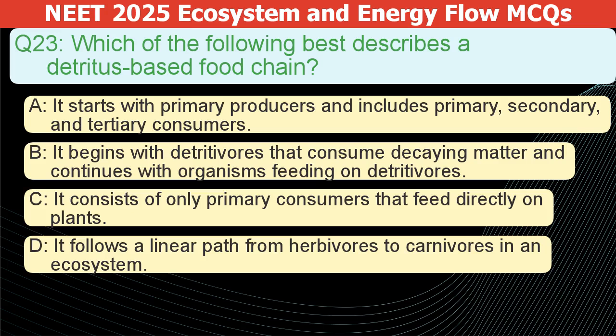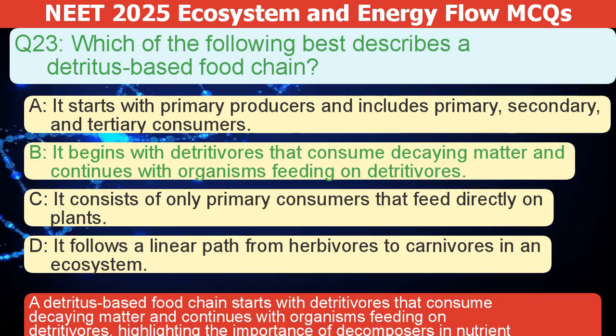Which of the following best describes a detritus-based food chain? A. It starts with primary producers and includes primary, secondary, and tertiary consumers. B. It begins with detritivores that consume decaying matter and continues with organisms feeding on detritivores. C. It consists of only primary consumers that feed directly on plants. D. It follows a linear path from herbivores to carnivores in an ecosystem. The correct answer is B. A detritus-based food chain starts with detritivores, which consume decaying matter. It continues with organisms feeding on those detritivores. This highlights the importance of decomposers in nutrient cycling.